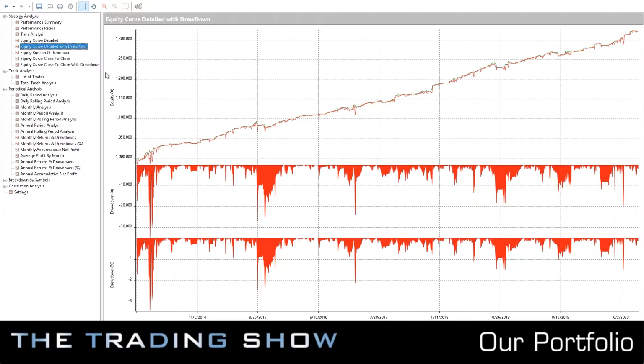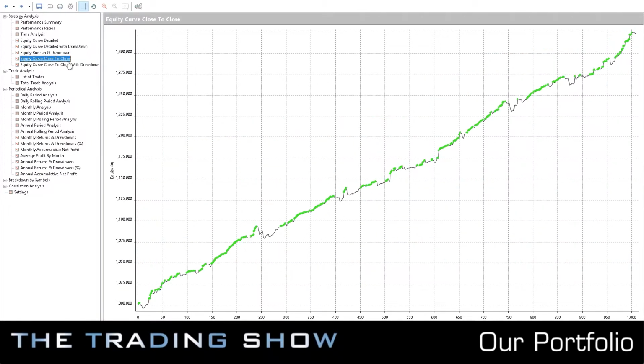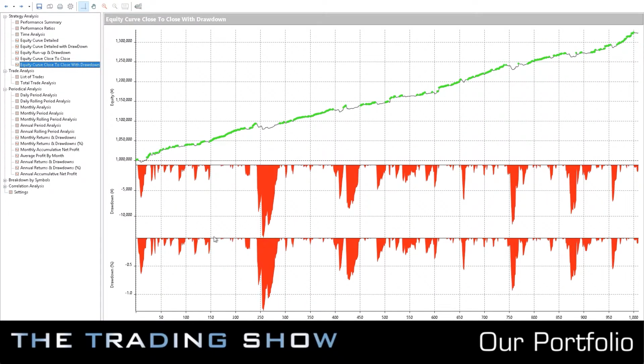Let's take a look at the system drawdowns. The worst historical intra-trade drawdown is around $34,000, while the close-to-close drawdown is around $15,000. Keep in mind that trades last on average a couple of days.